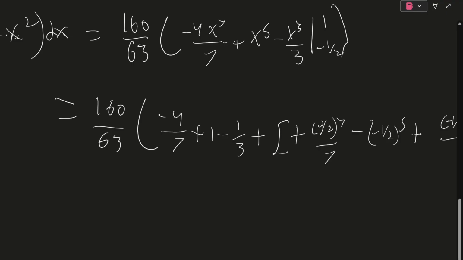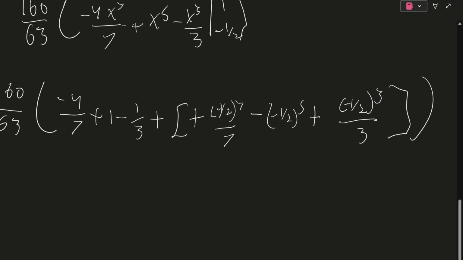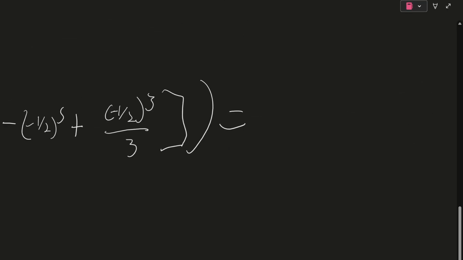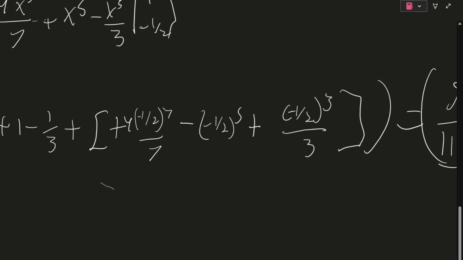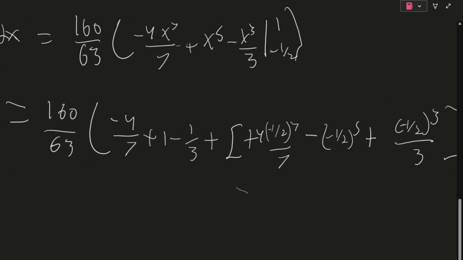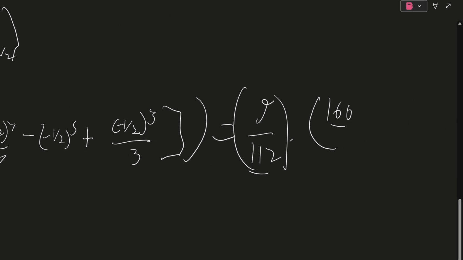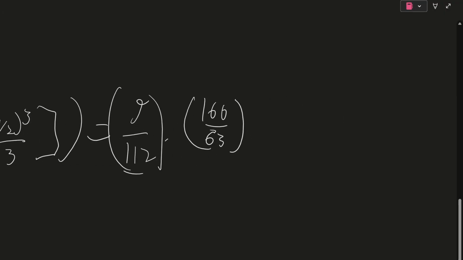And now, once again, I'm going to skip until after I have added these all together in the calculator. Alrighty. And then for this, we're going to get 9 over 112 multiplied by our factor, 160 over 63. And whenever we multiply this out, we get 10 over 49 is equal to y bar.